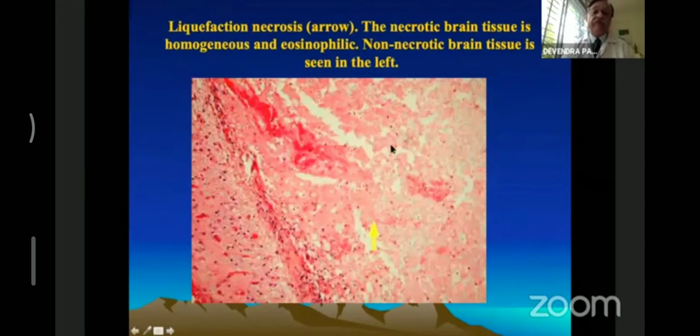There's a liquefactive necrosis in the brain. This is the preserved brain. We can see the pyramidal cells here, all amorphous, liquefactive appearance, which is present in the brain because of any sort of injury.